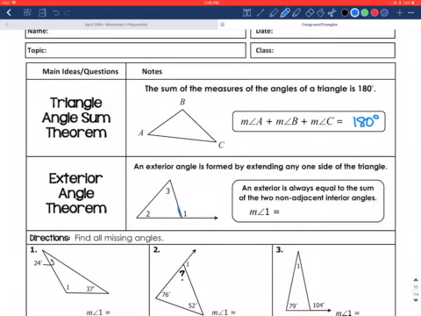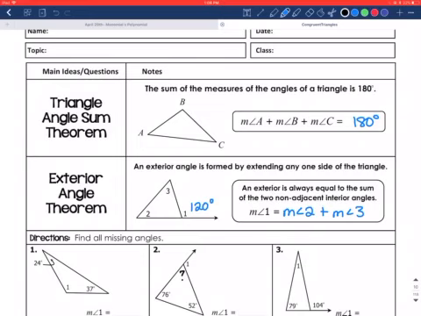What the exterior angle theorem says is, if you have any angle that is created by extending a side, in other words, this side right here is just extended straight on, then that exterior angle is equal to adding the other two interior angles together. So the measure of angle 2 plus the measure of angle 3 will equal the measure of angle 1.